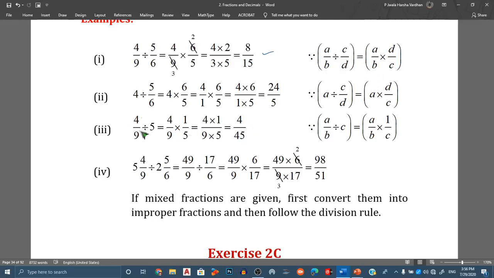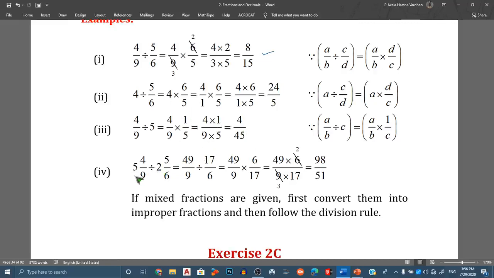Okay, so now 5 by 9 divided by 5. 5 by 9 divided by 5 means a by b divided by c, so how can I write this? A by b into 1 by c. So like this, here you are writing 4 by 9 into the reciprocal of 5, which is 1 by 5. So multiply the numerators and denominators, which is 4 by 45.